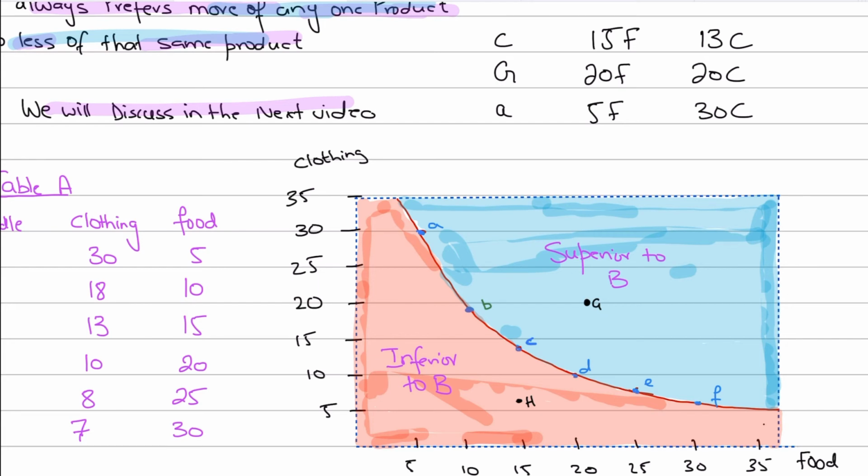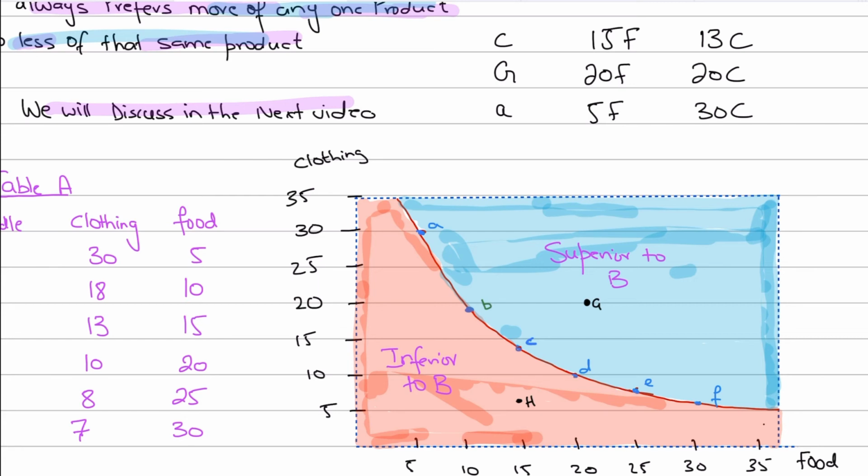So how are we going to prove that? Now let's prove that. What we're going to say is that for sure, G is preferred to bundle C because G has more clothing and more food than C.